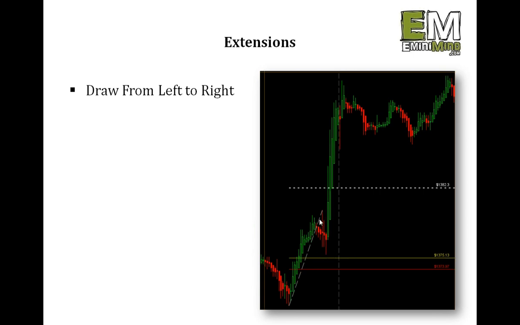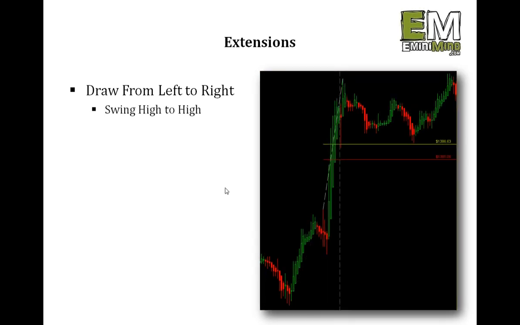Well, then look what happened. We ripped out. The market is not always going to pull all the way back to a 50% retracement. So what we have is the opportunity to draw an extension. And what extension is from a swing high to high, or a swing low to low. So what we have here is a swing high to high, as opposed to drawing from that entry that we had.